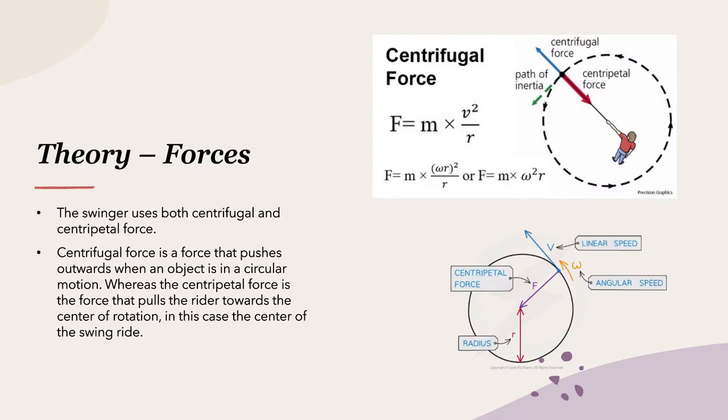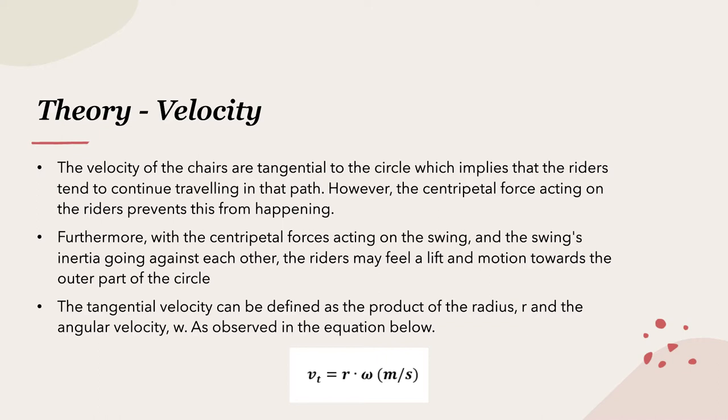Let's take a look at the physics behind the swing carousel. As for the forces involved, the swinger uses both the centrifugal and centripetal force. The centrifugal force is a force that pushes outwards when an object is in circular motion, whereas the centripetal force is the force that pulls the rider towards the center of rotation, in this case, the center of the swing ride. As for the velocity, the chairs are tangential to the circle, which implies that the riders tend to continue traveling in that path. However, the centripetal force acting on the riders prevents this from happening.